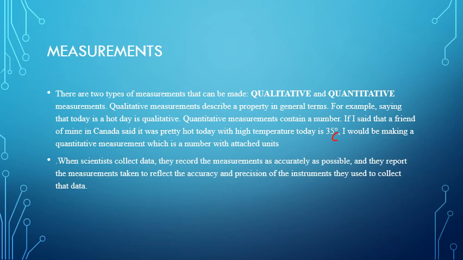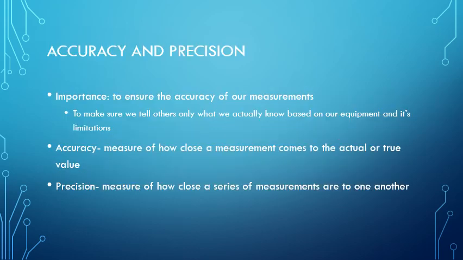When scientists collect data, they record measurements as accurately as they possibly can, and they report the measurements taken to reflect the accuracy and the precision of the instruments that they use to collect the data. Whenever we report a measurement, we always want to ensure the accuracy of the measurements, to make sure that we tell others only what we actually know based on our equipment and its limitations. There is no device in the world that can take exact measurements.